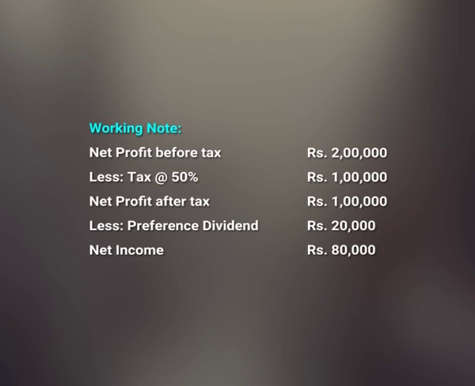Now, we will see some working notes. Net profit before tax rupees 2 lakhs, less tax at the rate of 50%, which is rupees 1 lakh. Net profit after tax rupees 1 lakh, less preference dividend, which is rupees 20,000. Net income is rupees 80,000.